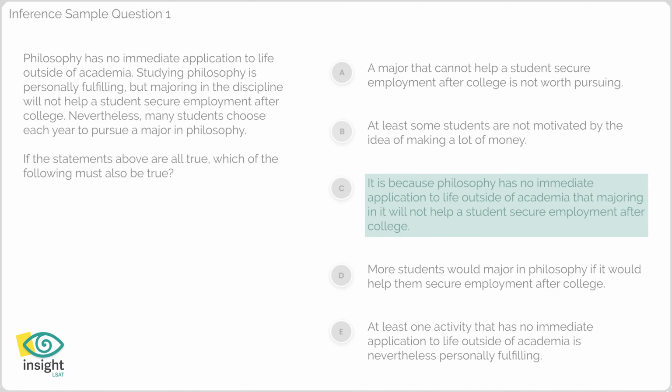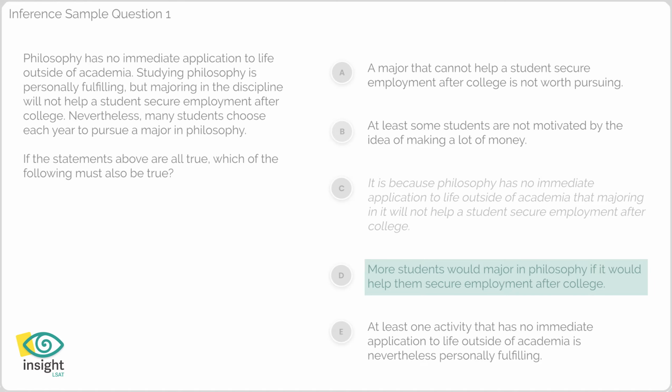This brings in a causal claim, which is something substantial that doesn't have to be true here. The passage doesn't state anything about causes. I think we can safely knock this one out. D, more students would major in philosophy if it would help them secure employment after college. This one is problematic too. It's a prediction about what would happen if things were different. Something like that definitely doesn't need to be true. I'll knock this one out as well.